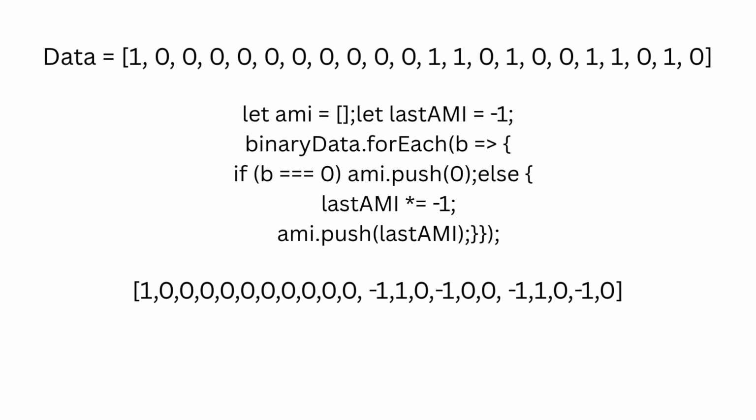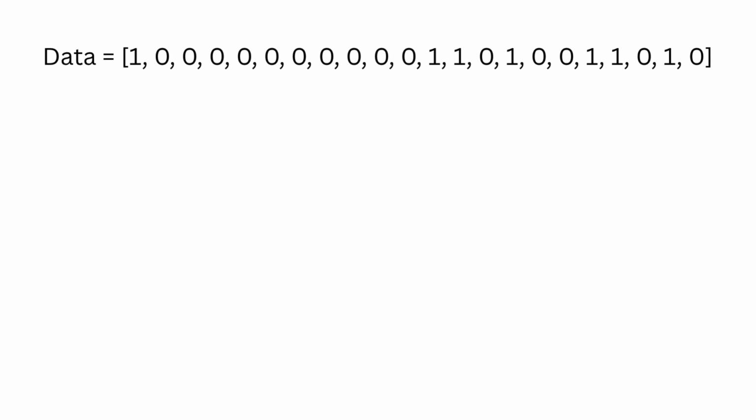AMI stands for alternate mark inversion. Here, all zeros are simply 0 volts. But ones alternate in polarity, +A, then -A, and so on. This reduces DC content and makes the signal more balanced. How to draw? Write the bit sequence. Whenever you see a 1, alternate between positive and negative pulses. Zeros remain at 0 volts.